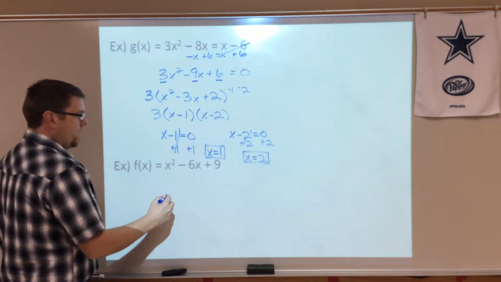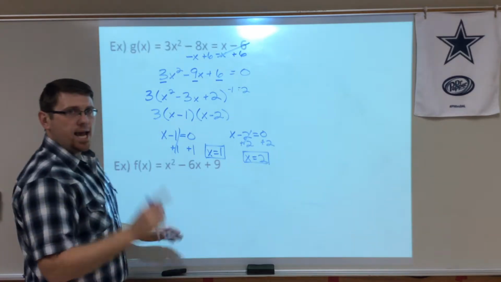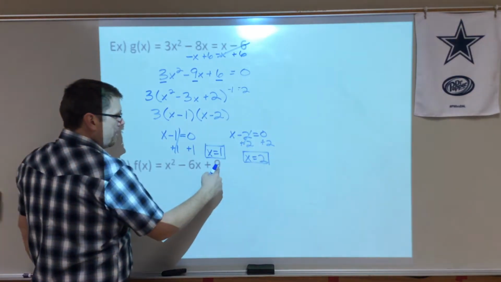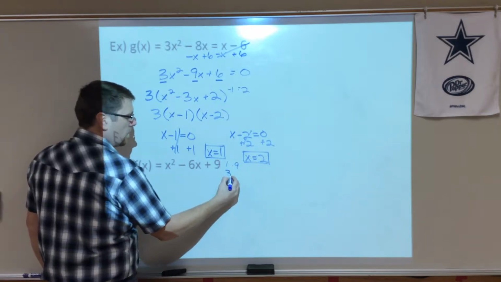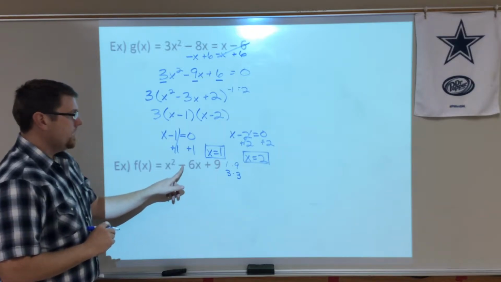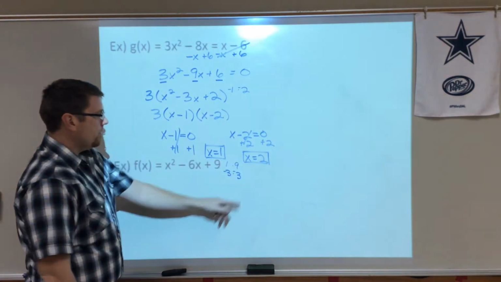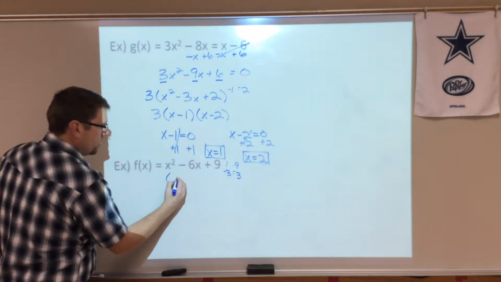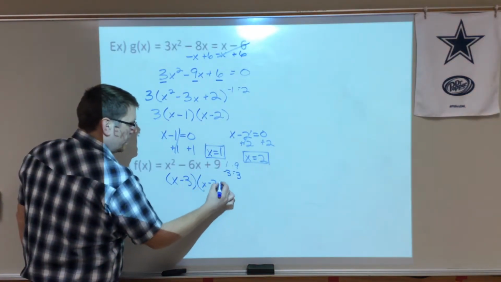So let's see this example, what happens here. x squared minus 6x plus 9. Do I have a GCF? First question I ask. No. So I'm ready to factor right now. My factors of 9, I could go 1 times 9 or 3 times 3. These numbers also have to add up to -6. -3 times -3, positive 9. -3 plus -3 is -6. So I've got x minus 3 and x minus 3.